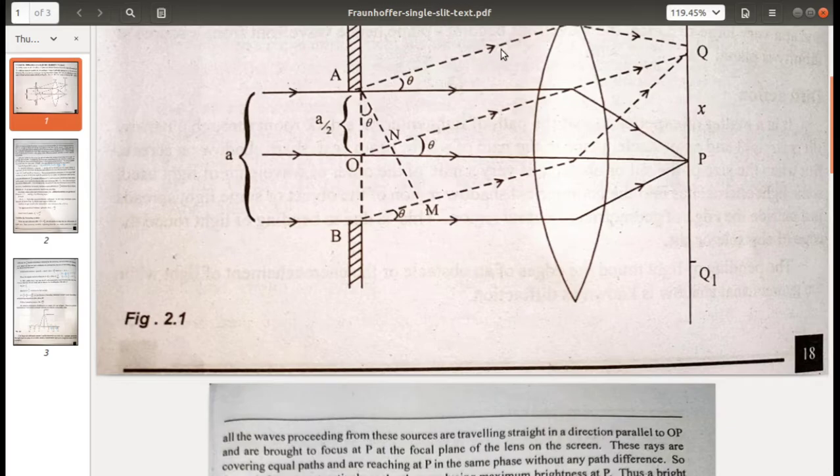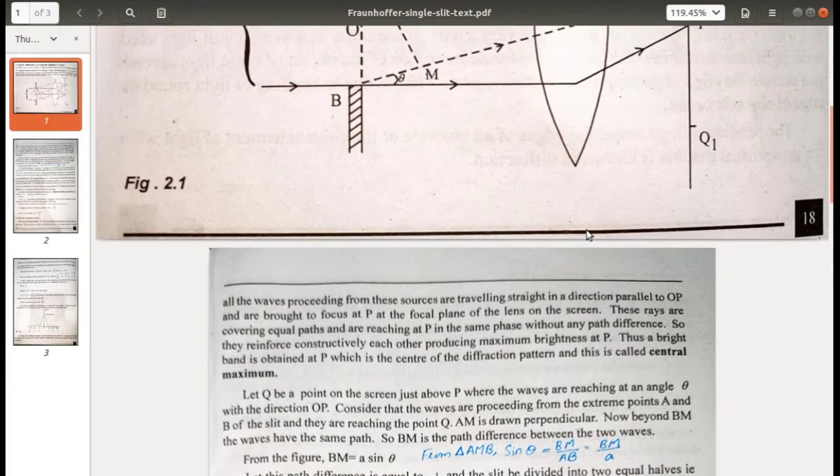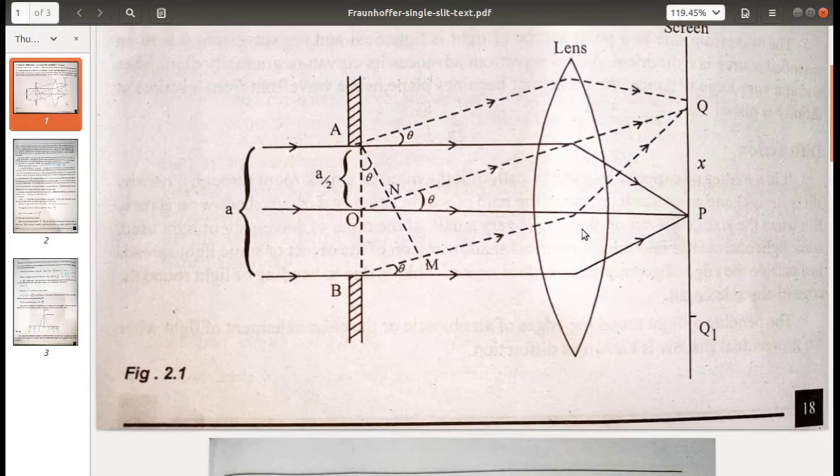Now consider that the waves are proceeding from the extreme points A and B of the slit and reaching the point Q. This is the slit AB. We are considering the light coming from the extreme points A and B, only these two rays for simplicity. After refraction they converge to the point Q.